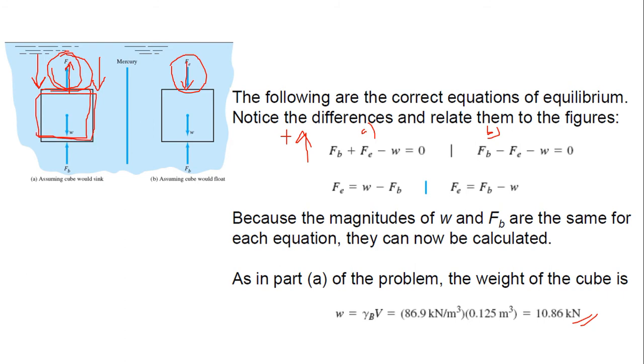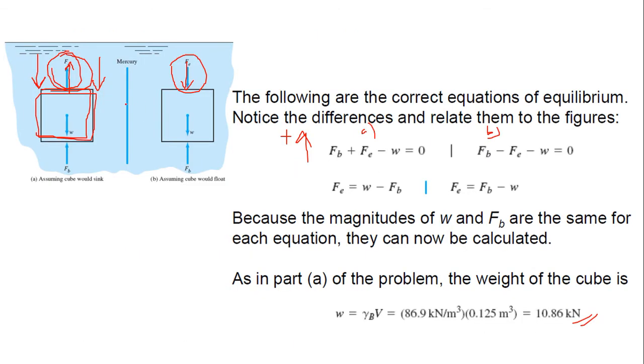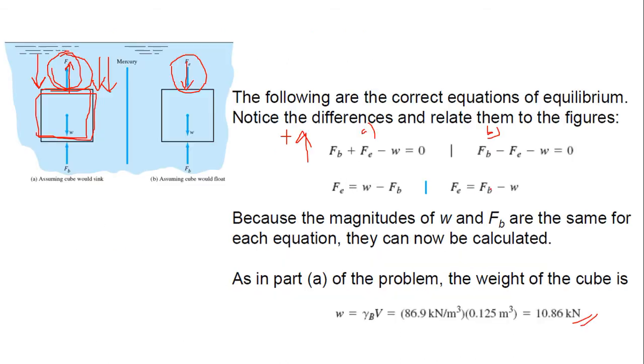Okay. So both approaches give the answer. Even if you calculate like this and get a negative, it is still correct. It just means that your direction is wrong, and you can just change your direction, which is downward. Whenever you assume the direction is downward and you get the value positive, that means the assumed direction is correct. So that's how you answer this question.